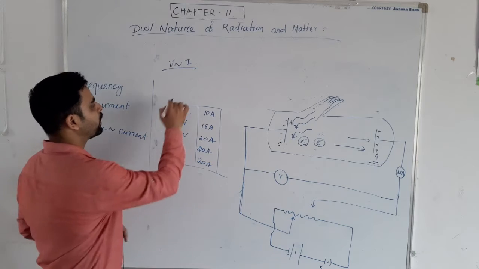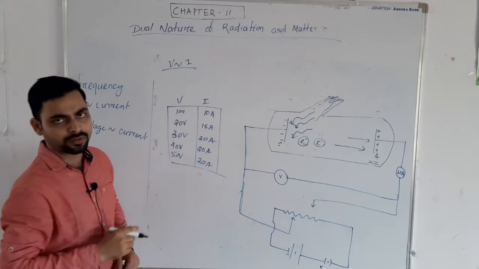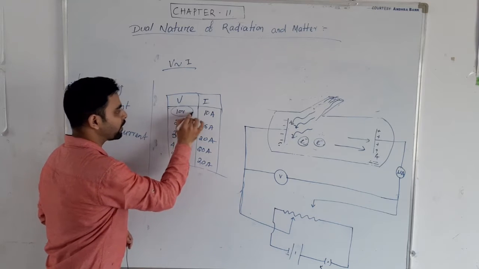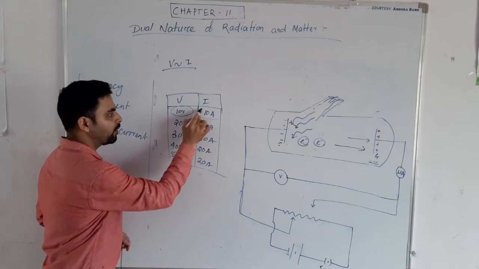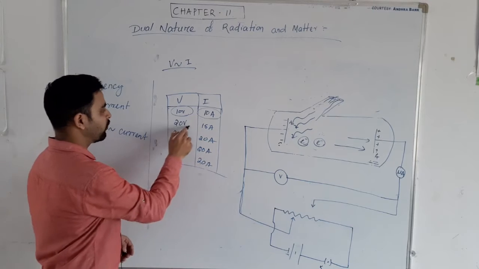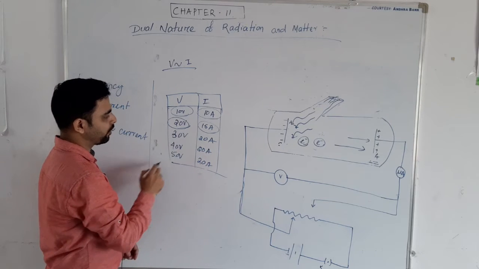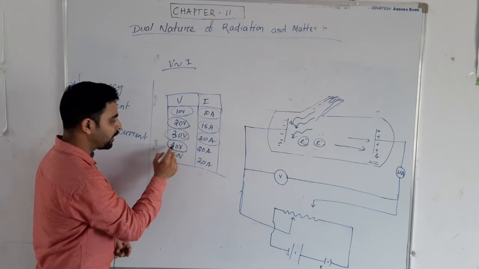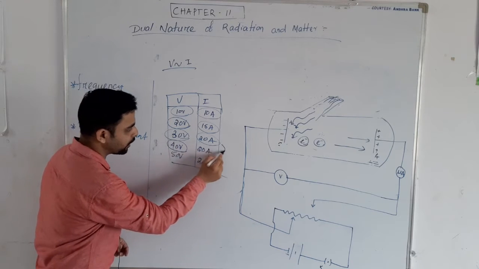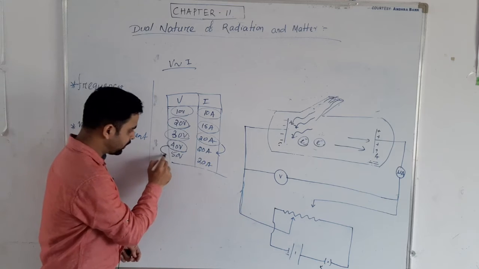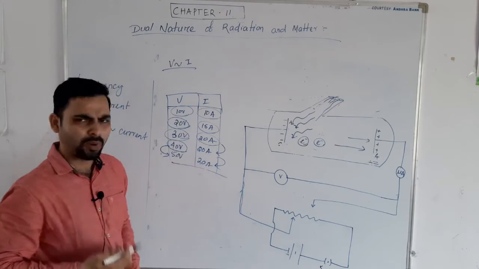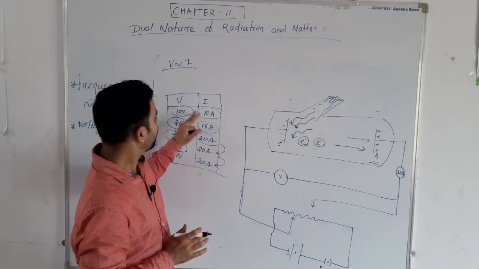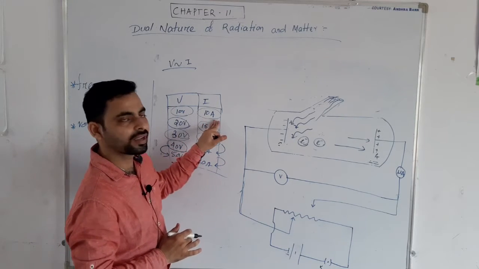From this voltage and photocurrent table, what I observe is that initially, when I increase the voltage, the current increases at the same rate. But later I keep increasing the voltage and the current does not increase. Why so? In the initial phase, we know that if we increase the voltage we get more current.